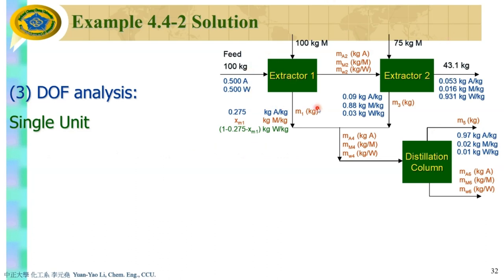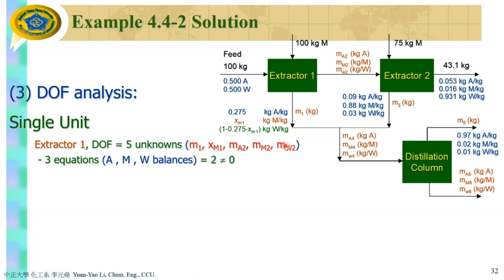Extractor one. How many inputs? Two inputs. How many outputs? Two outputs. How many unknowns in this system? One, two, three, four, five, six. There are six unknowns, and there are four directions to find equations. Obviously, you only have three equations because you have three species only. There are no physical laws, physical constraints, or specification. So this one doesn't work.